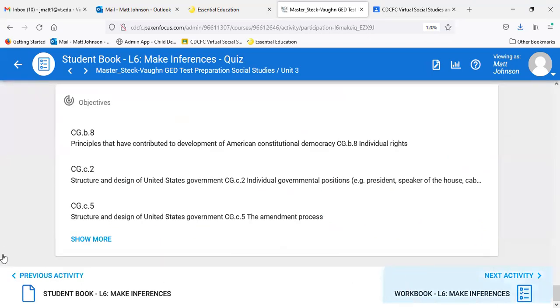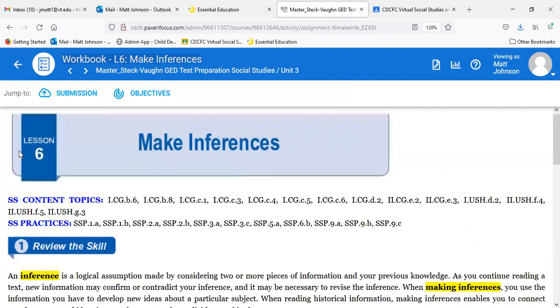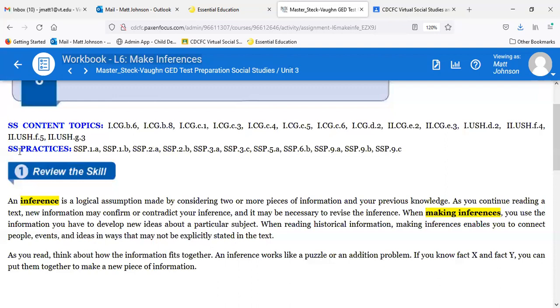Let's move over to our workbook. And we're stating here again that an inference is a logical assumption made by considering 2 or more pieces of information. The more information you have, the more accurate your inference can be. As you continue reading a text, new information may confirm or contradict your inference. And it may be necessary to revise the inference, which we mentioned before. Sometimes it might be incorrect.